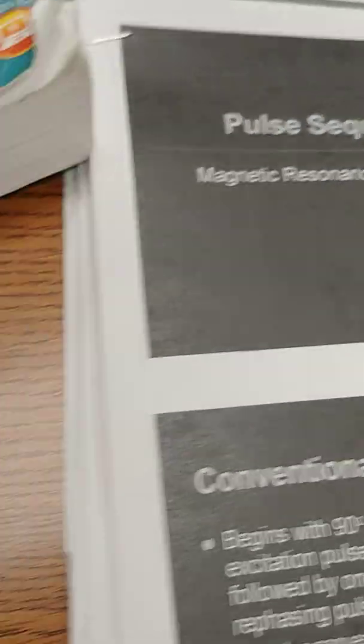And what is a fast spin echo? 90-degree pulse with multiple 180s. Okay, so I know the difference between a spin echo and a fast spin echo is the multiple 180s, but what happens during the multiple 180s? What changes on a fast spin echo besides the multiple 180s? What do the 180s change from a spin echo?